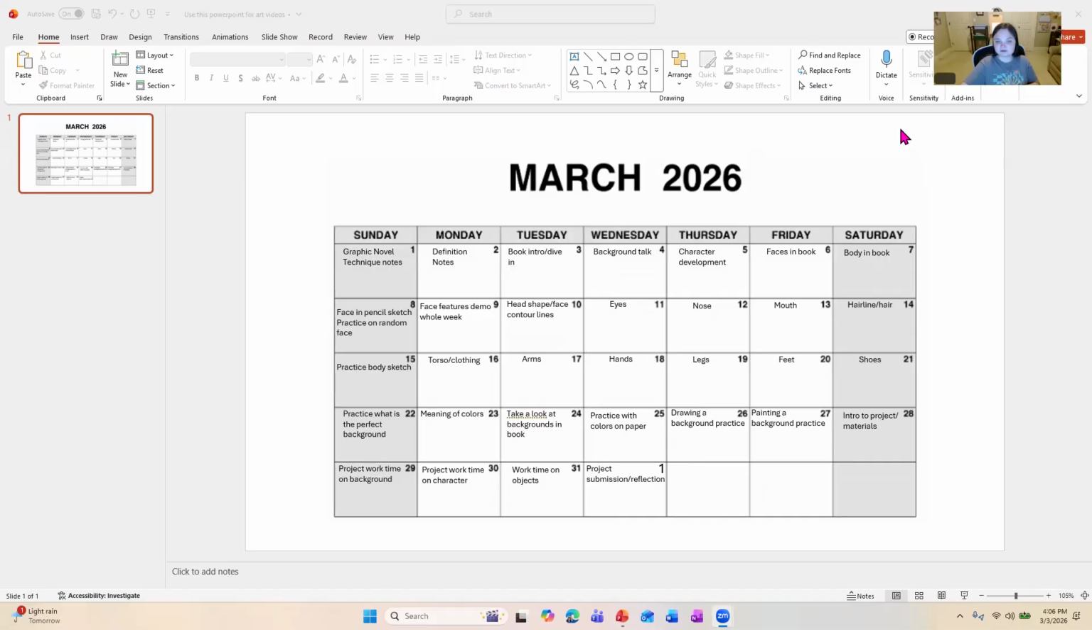So, a reminder, this is the calendar. Today we're doing our book intro slash dive in. Tomorrow we're going to do background talk, so it's going to be really sweet. Then Thursday we're going to do character development. Friday we're going to be looking at some faces. Saturday we're going to be looking at some bodies. This week we're going to be doing face, and this week we're going to be doing body, then background, and then project. I'm really excited for that.